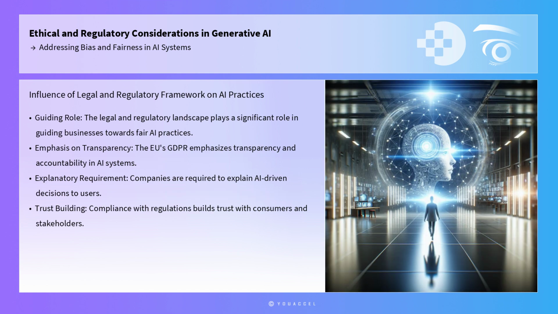The legal and regulatory landscape also plays a significant role in guiding businesses towards fair AI practices. Laws such as the European Union's General Data Protection Regulation emphasize transparency and accountability in AI systems, requiring companies to explain AI-driven decisions to users. Compliance with such regulations not only helps mitigate bias, but also builds trust with consumers and stakeholders.